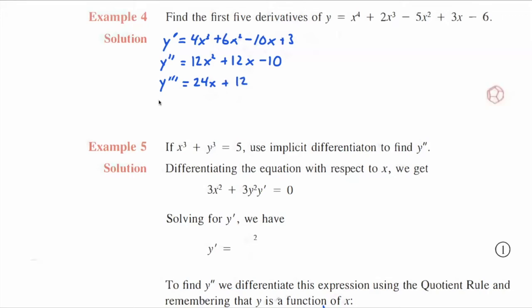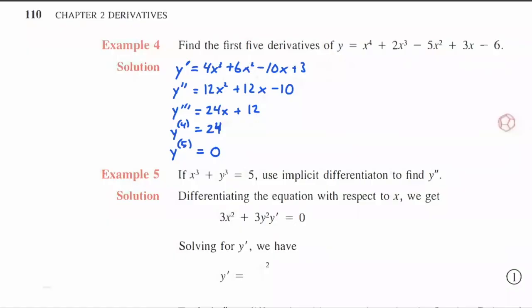Okay, so the fourth derivative, denoted here with a bracket 4. The derivative of 24x is 24. The derivative of a constant is equal to 0. So we have the fourth derivative, and now the fifth derivative is the derivative of 24, but the derivative of a constant is equal to 0. So we have the fifth derivative, and we have the first 5 derivatives of this original polynomial function.